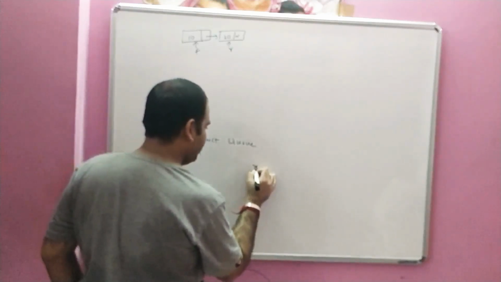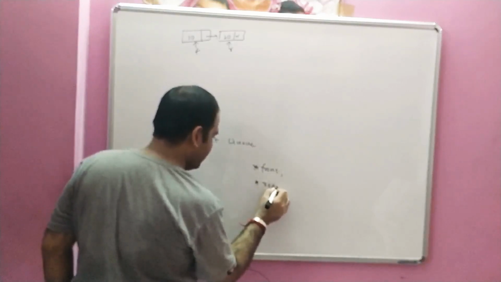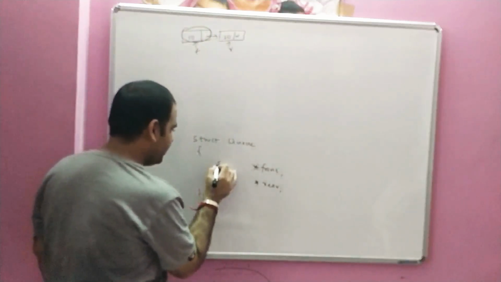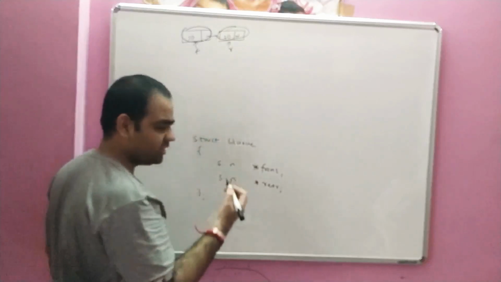Therefore I need two pointers. One is the front and the second one is rear. Now this front is pointing to a node. Therefore I write over here struct node. Rear is again pointing to a node. Therefore we write struct node over here.